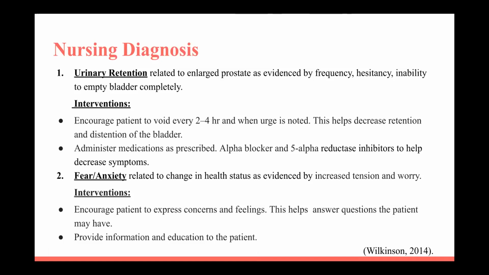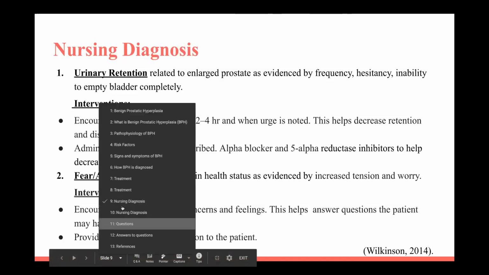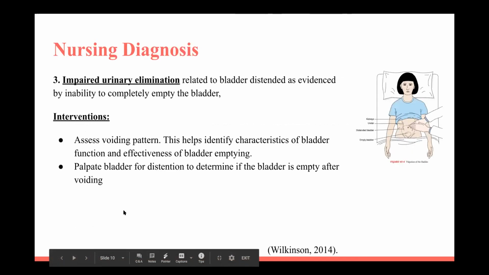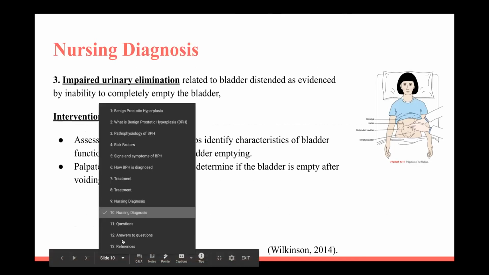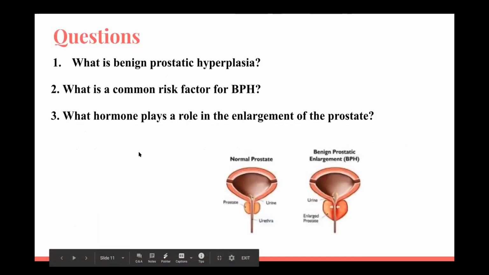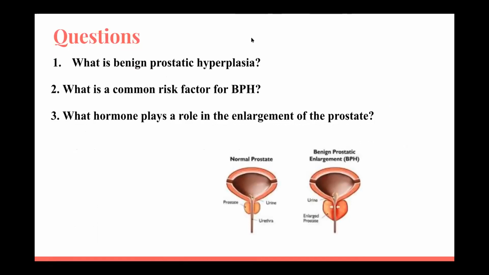My last one is impaired urinary elimination related to bladder distension as evidenced by inability to completely empty the bladder. For this, you would assess the voiding pattern and palpate the bladder. All right. And then my questions are, what is BPH?